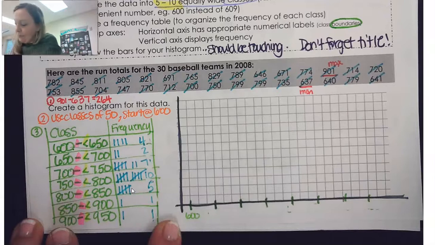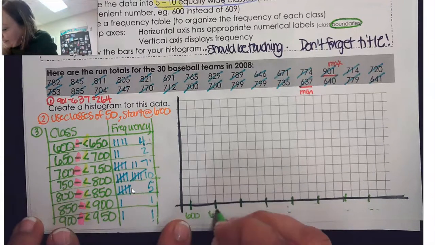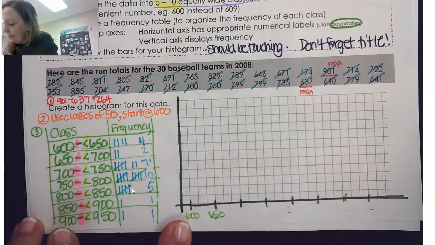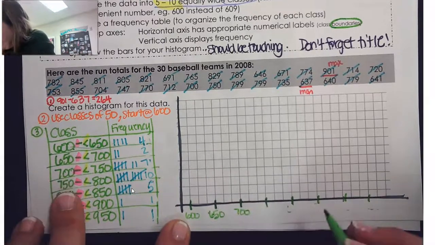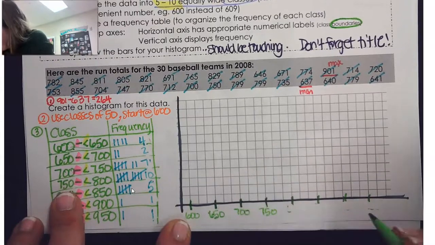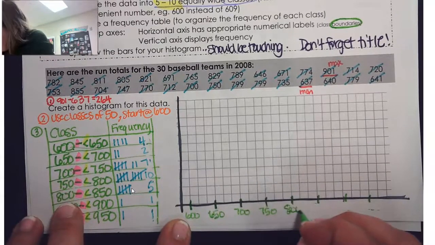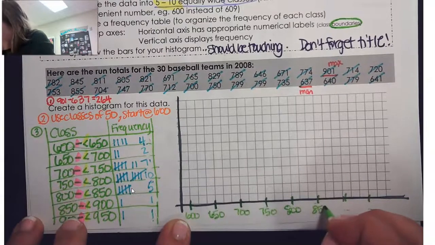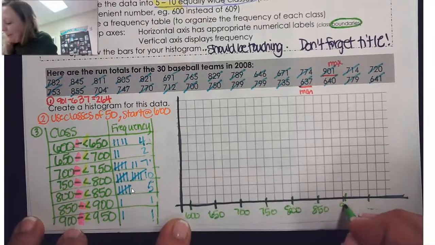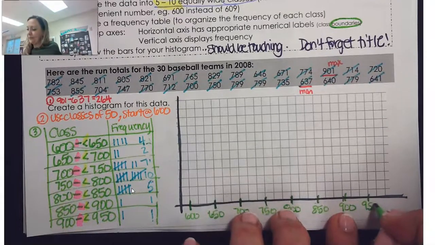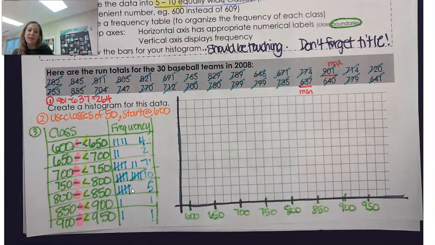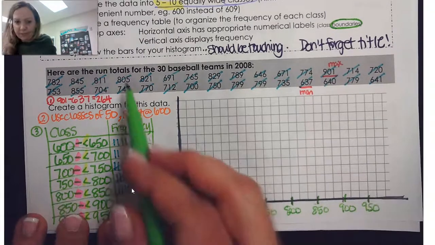So 600 was a boundary. 650 was a boundary. 700. Work my way down. 750. 800. 850. And then 900. But again, I need to finish that chunk off. So that's going to be 950 that's here. Okay. The other thing I should talk about in the horizontal axis is what they represent. And again, these were the run totals.